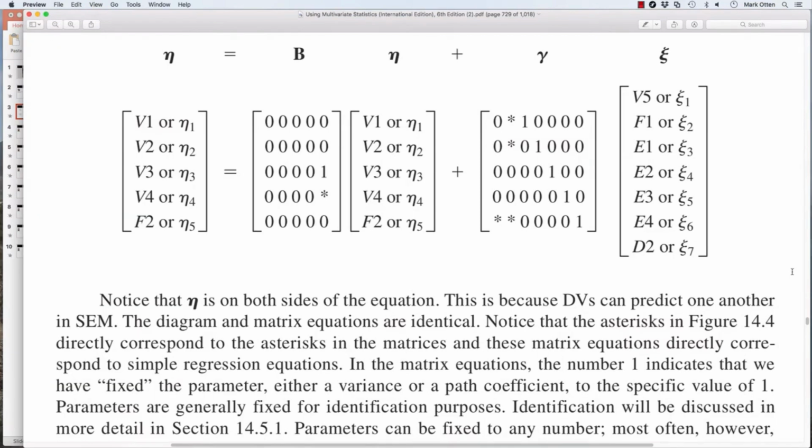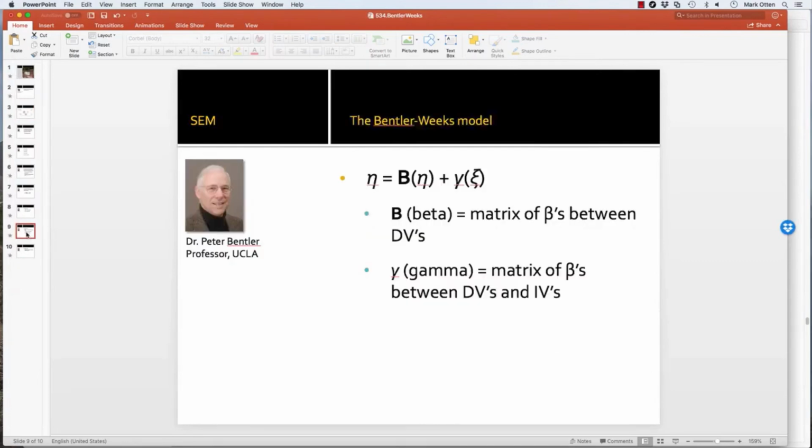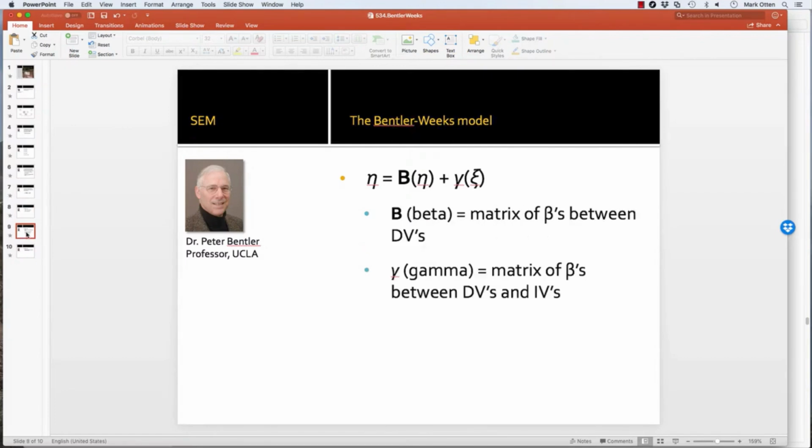We look now to the right, and we look at gamma, and we look at the other one, whose name I can never remember. That is your psi matrix. Thank you. I just talked about psi. Why couldn't I remember? Okay. So it's your matrix of IVs multiplied by your matrix of betas between DVs and IVs.